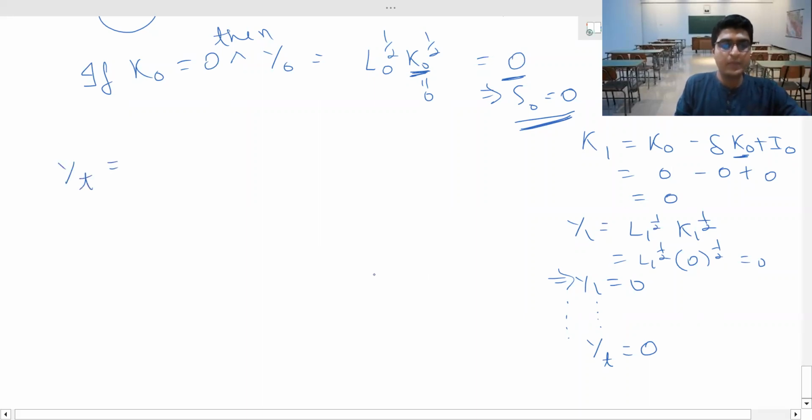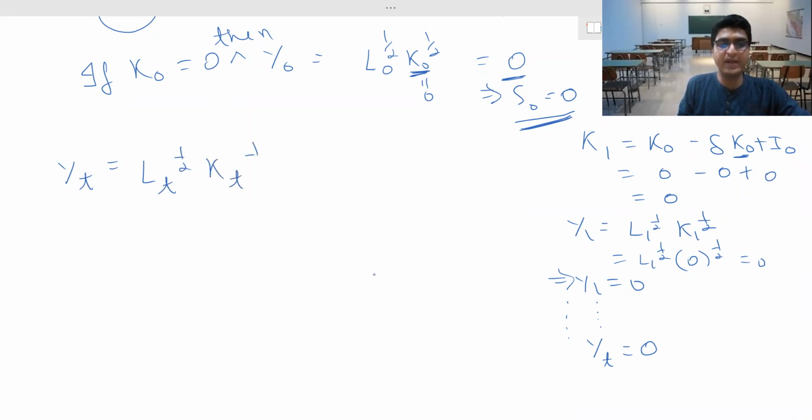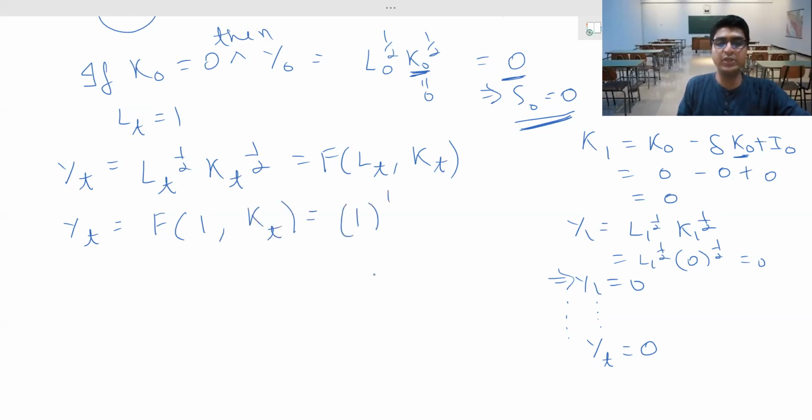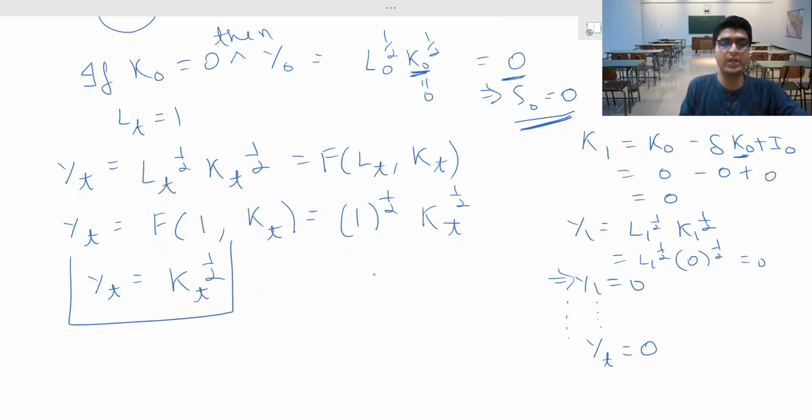So Y_t क्या हो गया? Y_t आपके पास था L_t to the power half, K_t to the power half. We know that L_t is equal to 1 for all time periods. So Y_t, which is a function of labor and capital, will be equal to what? L_t की जगह आ जाएगा 1. Okay, K_t. So it will be equal to 1 to the power half into K_t to the power half. So in general, we have Y_t equal to K_t to the power half. Okay, इस particular model में.